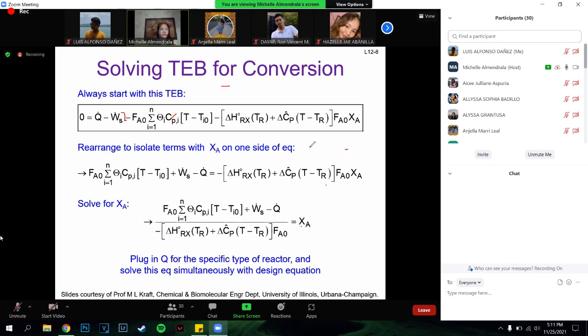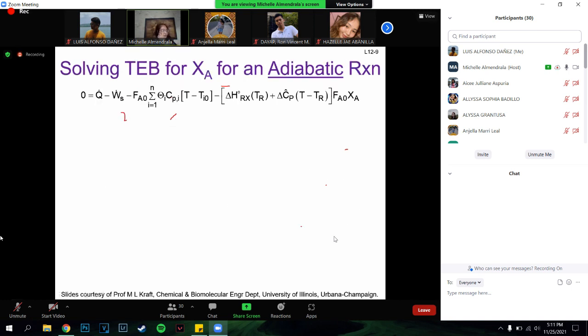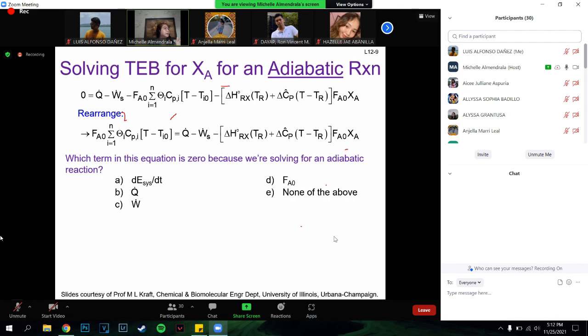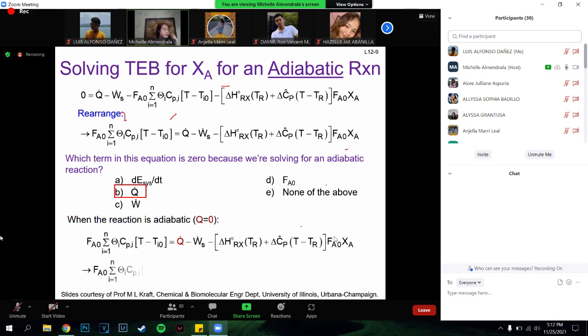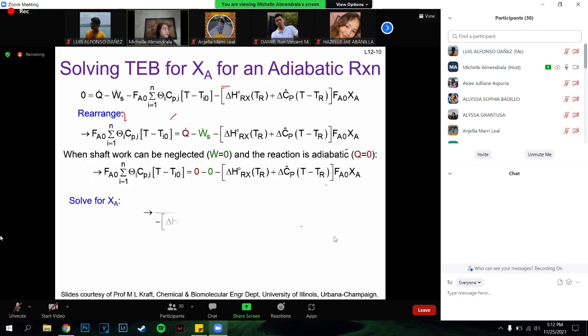So I will not ask you to derive the whole energy balance. It's in the book, already derived in the book. So rearrange again, setting it for adiabatic reaction. Again, which term of this equation is zero for solving adiabatic, right? That's Q. When the reaction is adiabatic, therefore, Q is zero. Show the adiabatic operation. So X will be this. Okay, zero for the adiabatic operation.